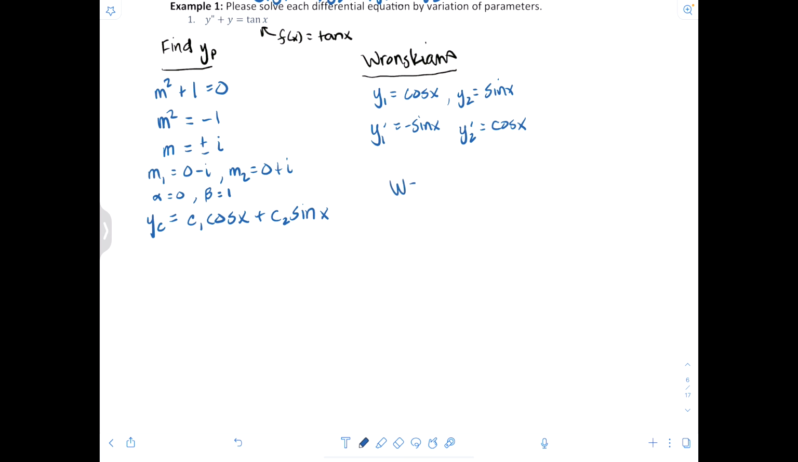So we'll have this one be the determinant going down cosine x, negative sine x, and then sine x, cosine x. And when we find that, we'll get cosine squared x minus a minus, which is plus sine squared x, which is just equal to 1. So the denominator for our u1 prime and u2 prime will be 1, which is nice.